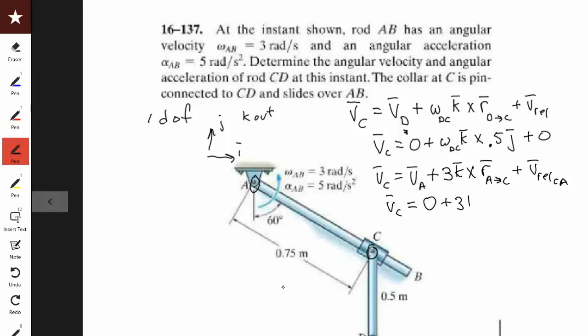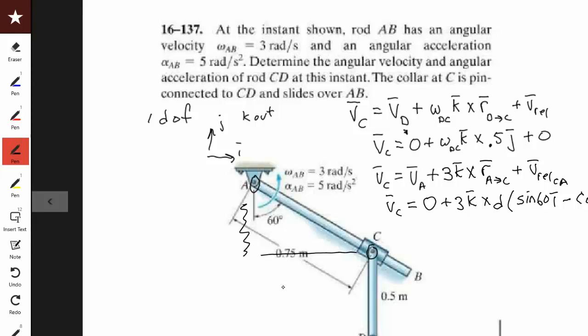Plus 3K cross. Okay, this one's a little bit trickier, but it's not a big deal. So what I'm looking for is this distance right here, and that would be a distance D, we'll call it. I'm not sure how far it is, so we'll call it a distance D. And it'll be D sine of 60 degrees to the right. And then it's going to go down this distance, which is the cosine. Down is negative, and it'll be D cosine of 60, J. So there's my R.